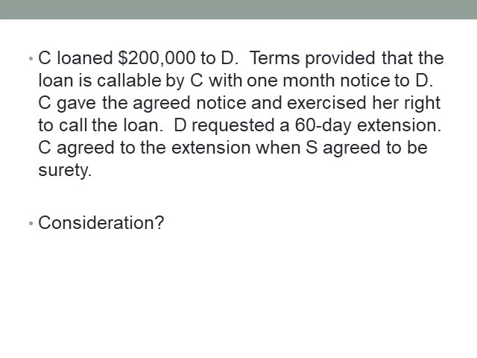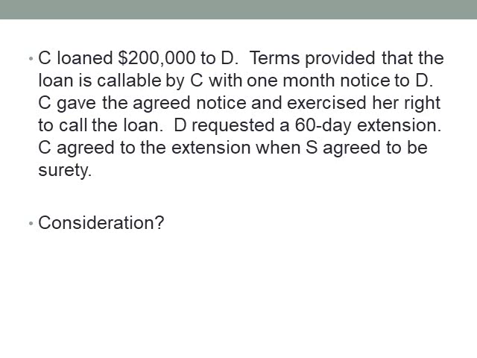So C loans $200,000 to D. The terms provided that the loan is callable by C with 1 month notice to D. C gave the agreed notice and exercised her right to call the loan. D couldn't pay the loan, so D requested a 60-day extension. C agreed to the extension when S agreed to be a surety. Is there consideration in this case?